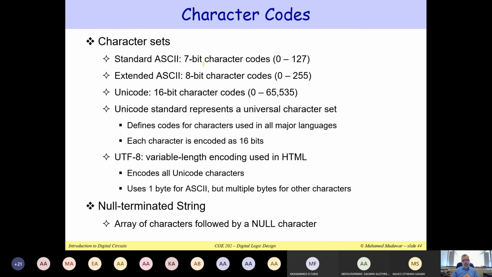You need 16 bits. If you use 16 bits, the Unicode standard was introduced so that they unify the representation of characters around the world. It includes English, Latin, Chinese, Japanese, Arabic, and so on. All of these characters are represented in Unicode, and they assign a unique code to each character. So it's called a universal character set.